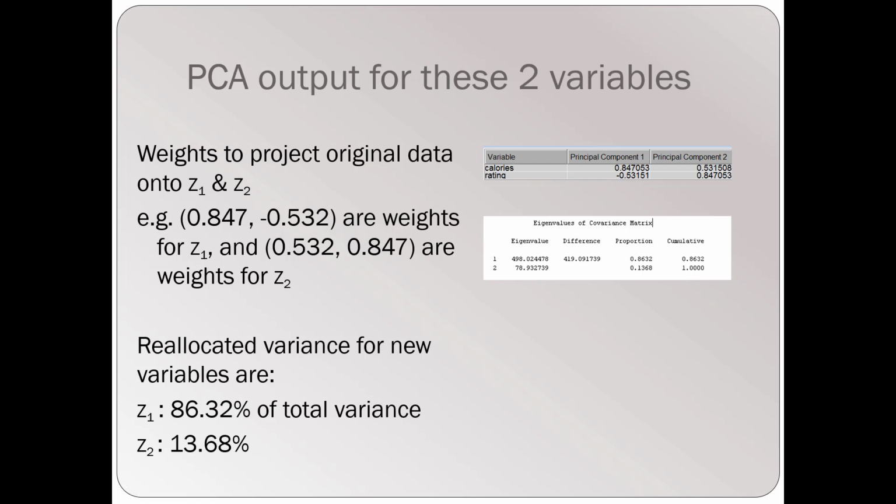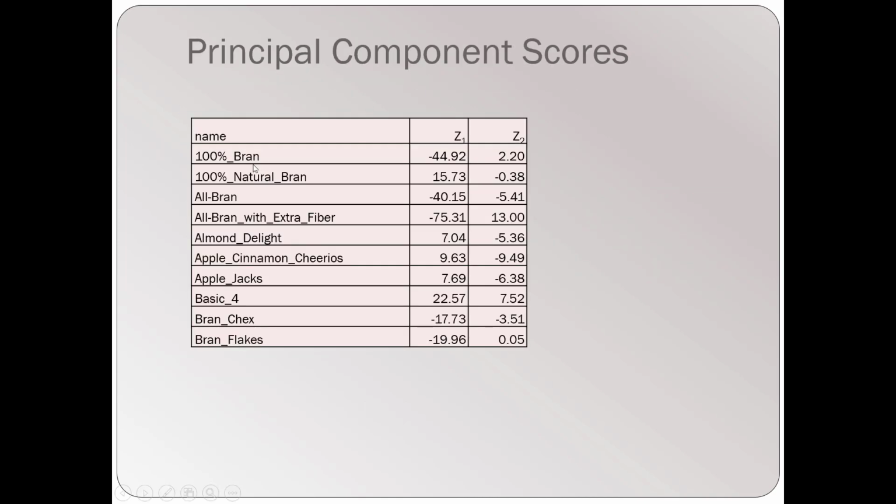So this is a way of converting from regular variables to principal components, and then throwing away the ones with very low variance and keeping only the high variance ones. This is a way of reducing the number of variables, or dimensionality. Here are some of the observations and the corresponding Z sub 1 and Z sub 2 values computed from the principal component scores.